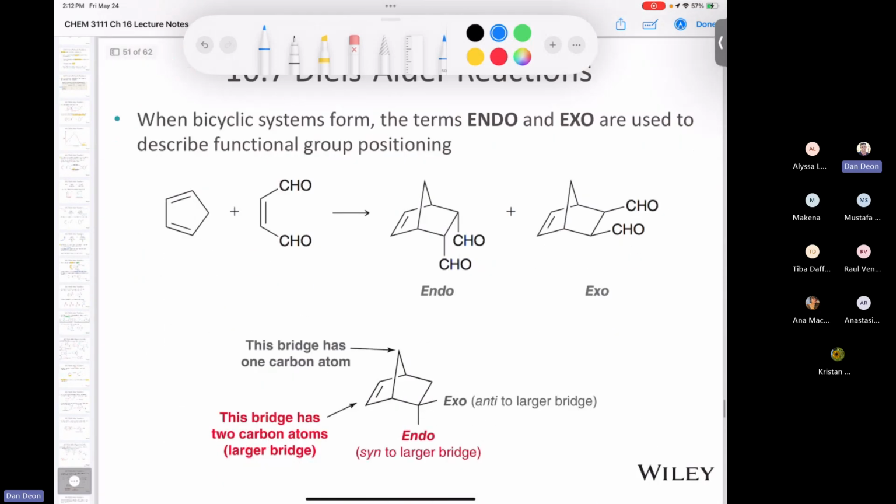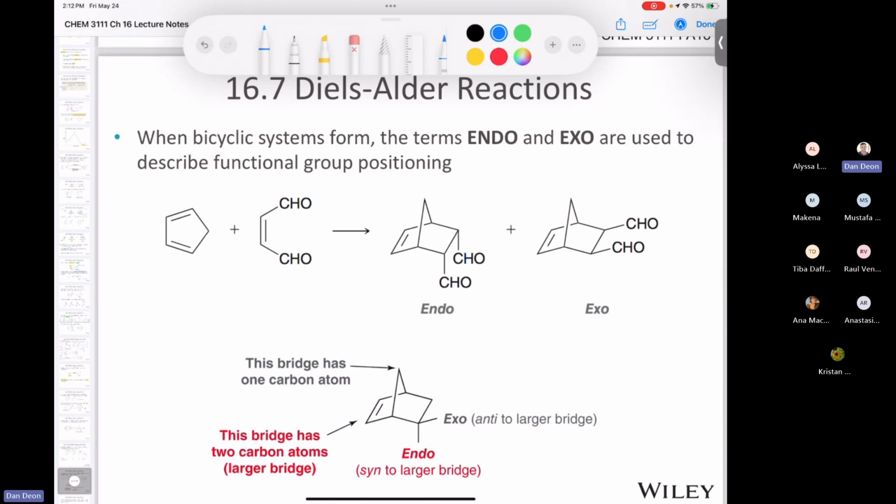All right, so going back to this whole idea of when you form the bridged bicyclic product, you can have positions or groups pointing up like these two protons that I'm drawing right now, or down like these two protons that I'm drawing right now. If the protons or whatever groups are pointing in the up position, we call that exo. So we say that these are in the exo position, these two aldehydes. And if they're pointing down, we say that's the endo position.